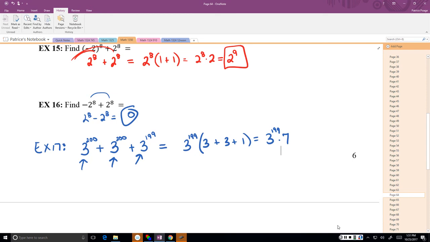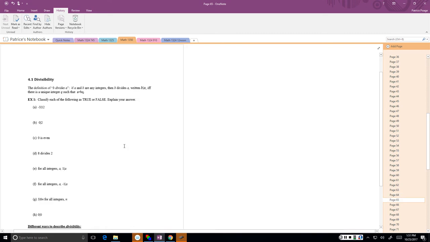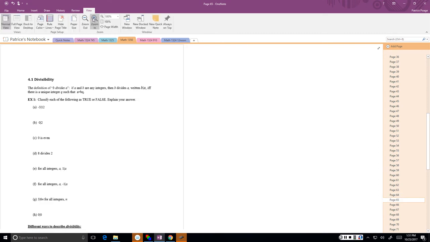No, you can't multiply the 3 and 7 because 3 is being raised to the 199. We're actually doing this to prepare for a different section here. All right, so moving on.